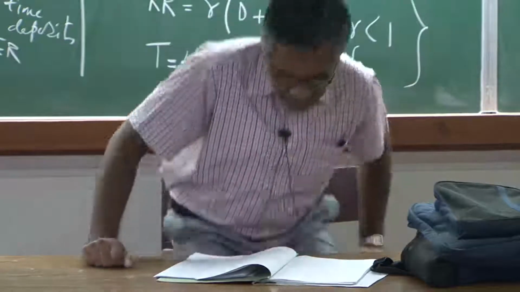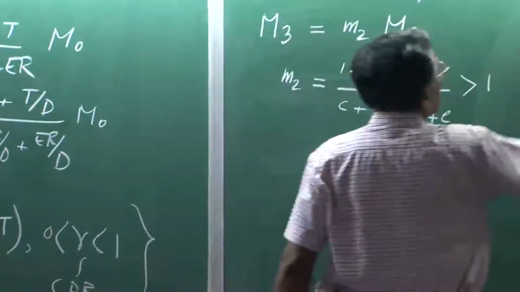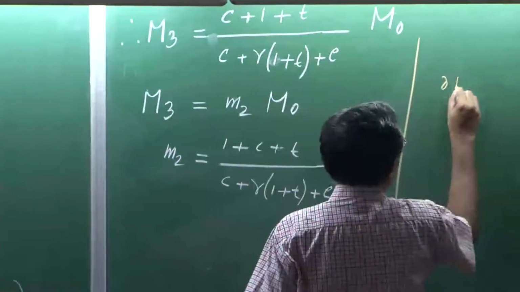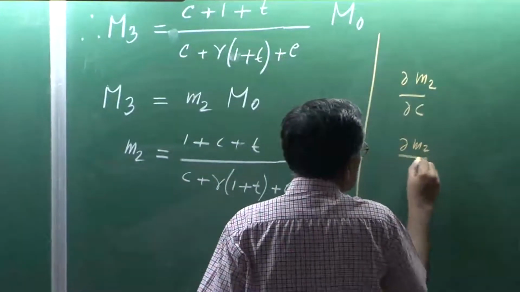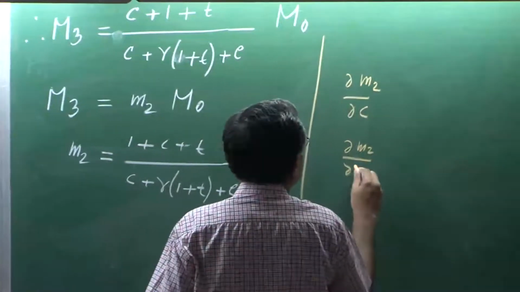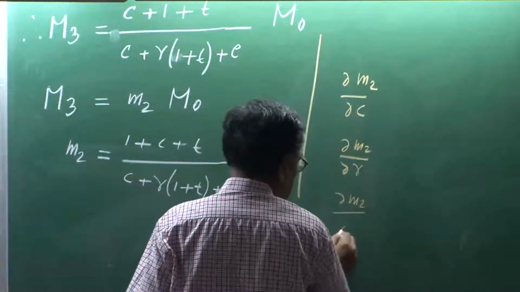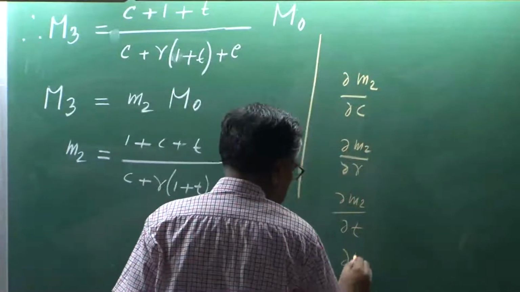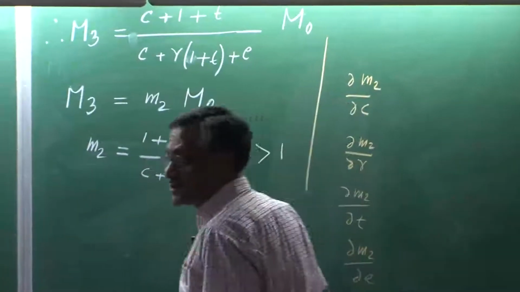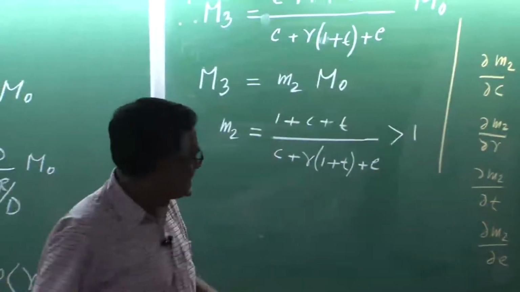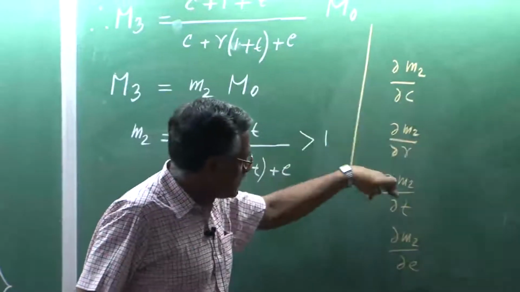Now, please check the derivatives. The derivatives you need to check now: di M2, di C; di M2, di CRR; di M2, di T; and di M2, di E. Check the derivatives. This is the most important one from the policy point of view. The other ones are behavioral patterns.